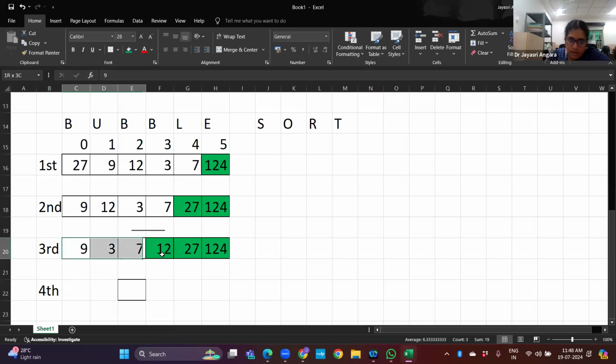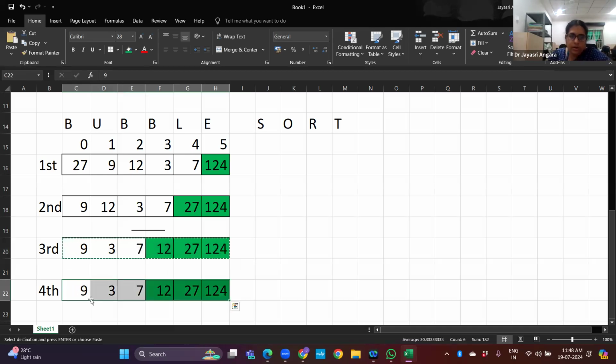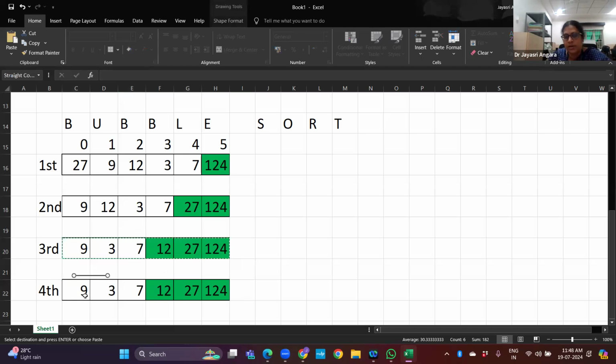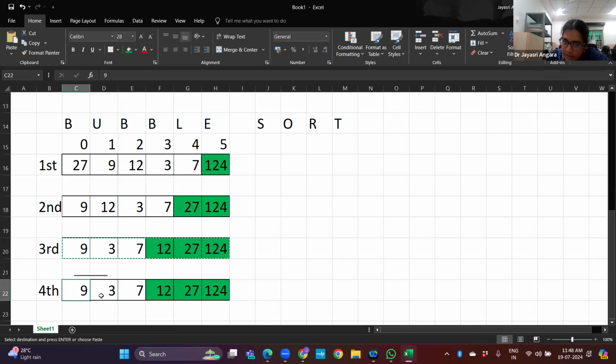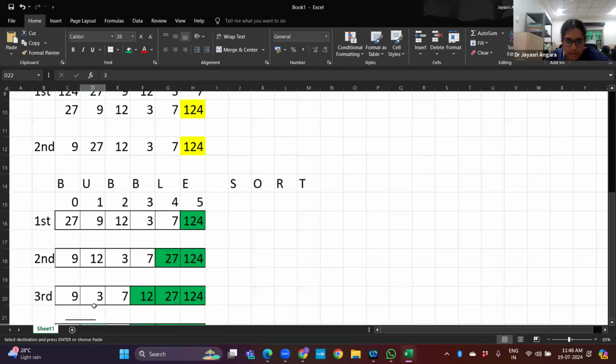Let us take only elements from 9 till 7. 9 and 3 are compared with each other. So 9 is larger than 3. So let us try to swap these two elements.